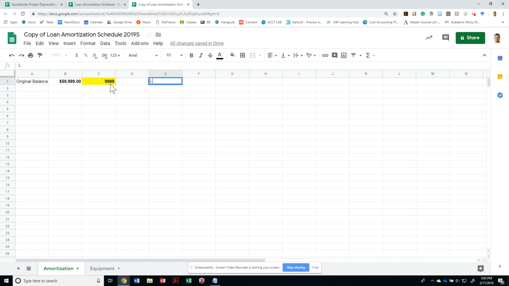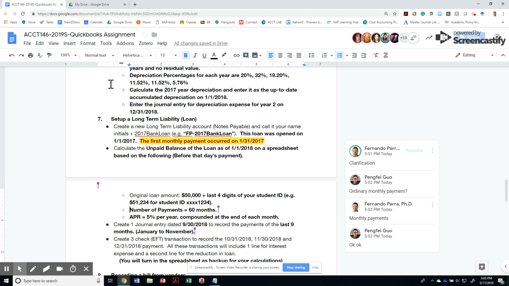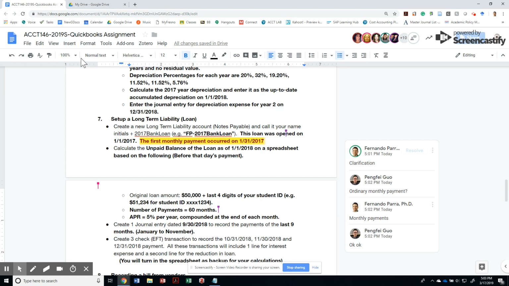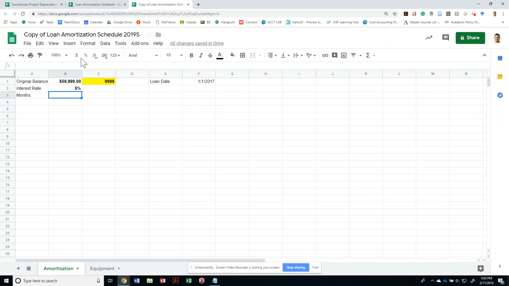All right. We know that the loan date was on 1/1/2017. My interest rate, according to this, was 5% per year, compounded at the end of each month. So my interest rate is 5%. How many months do I have? It's a 60-month loan, so let me put 60 months. And then I'm going to figure out what the payment is.